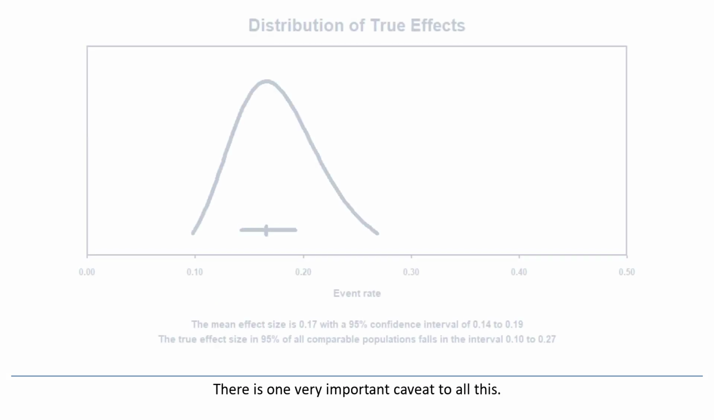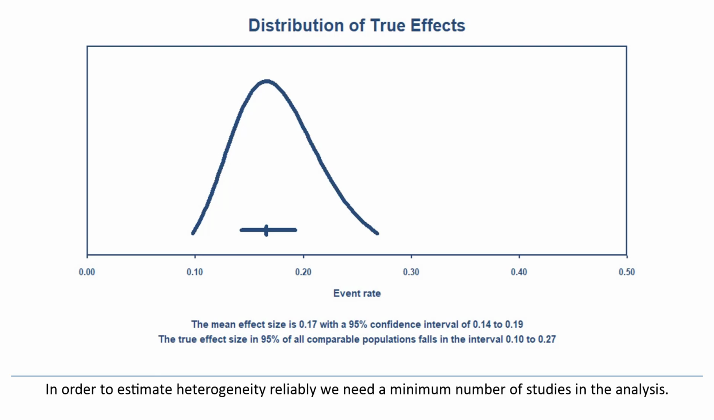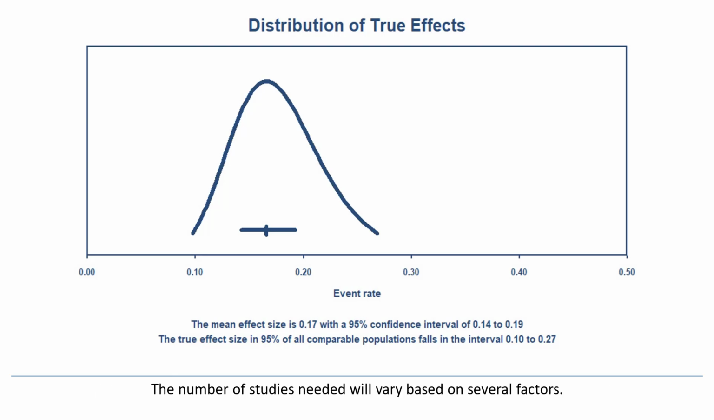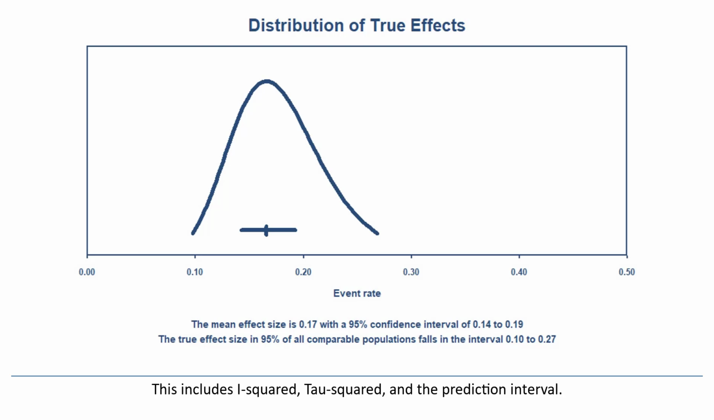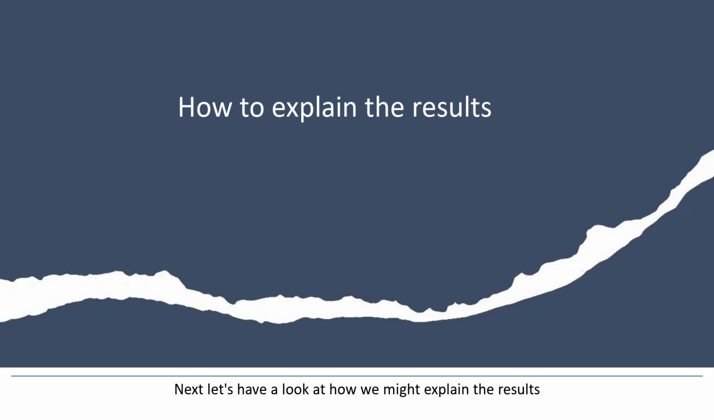There is one very important caveat to all of this. In order to estimate heterogeneity reliably, we need a minimum number of studies in the analysis. The number of studies needed will vary based on several factors. However, we might use 10 as a useful minimum. When there is variation in effects, and there are fewer than 10 studies in the analysis, we cannot have confidence that any of the statistics related to heterogeneity will be reliable. This includes I-squared, tau squared, and the prediction interval. Next, let's have a look at how we might explain the results.